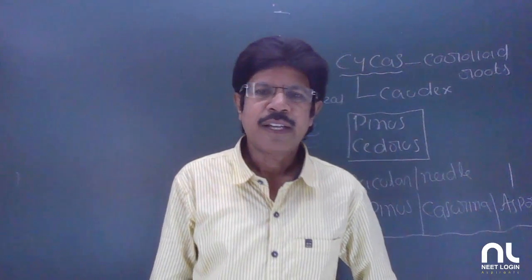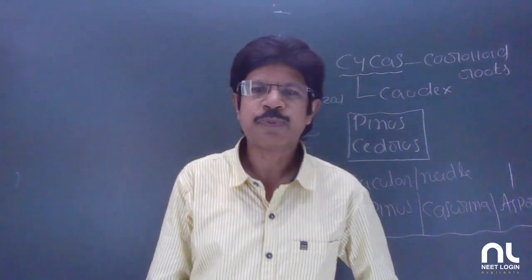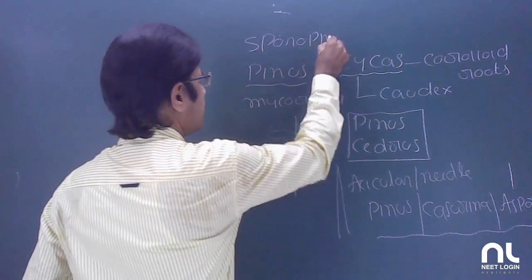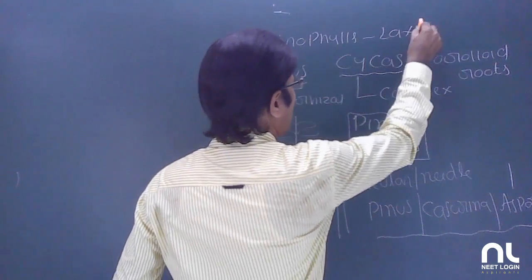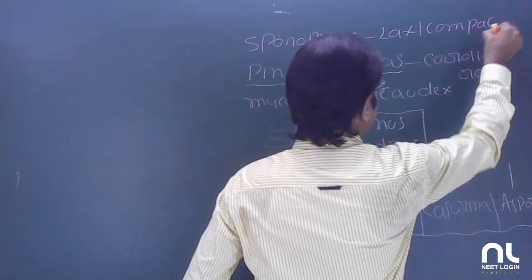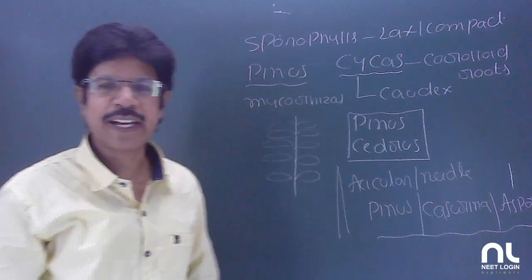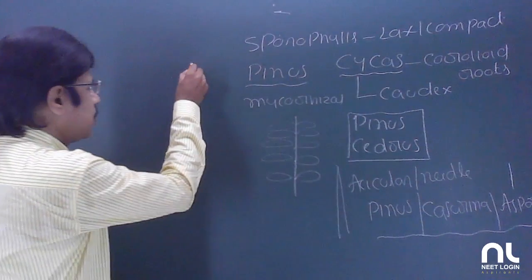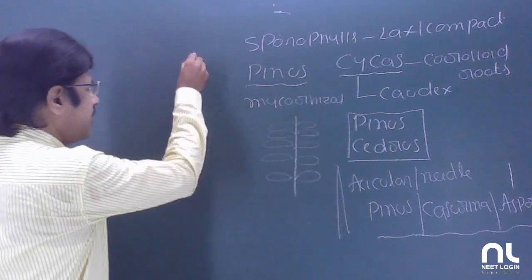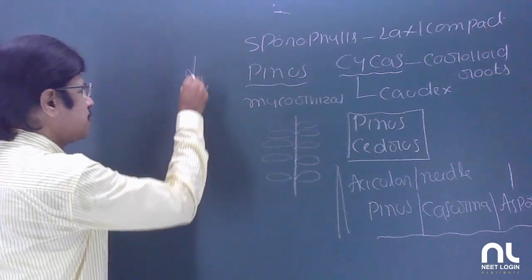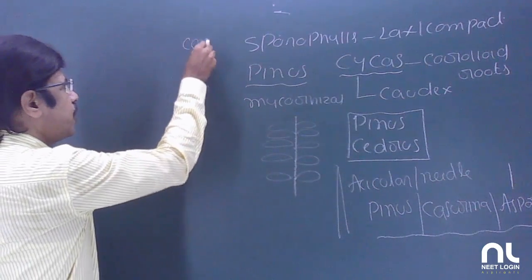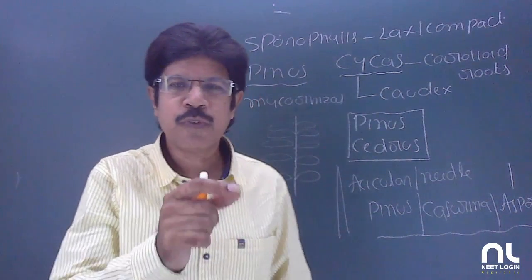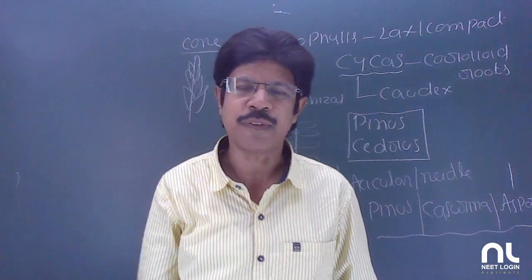And the plant, being a sporophyte, bears sporophylls. These sporophylls are lax or compact. What do you call lax or compact? Lax means free sporophylls. The free sporophylls are attached to a cone axis. The sporophylls which are compactly arranged form the cone, otherwise called the strobilus. So compacted sporophylls form the strobilus or cone.